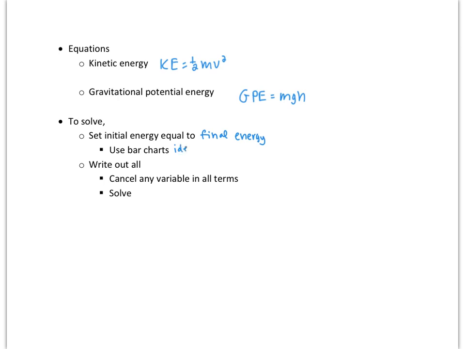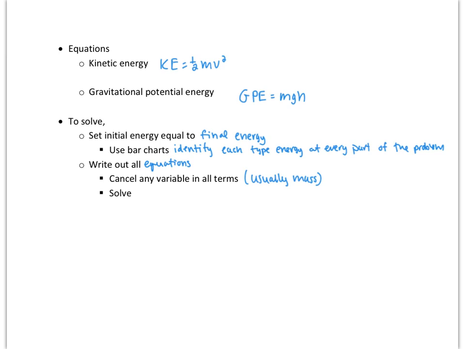We're going to use bar charts to identify each type of energy at every part of the problem. You're going to write out all the equations. Once you figure out what type of energy you have, cancel any variable in all terms. This is usually going to be mass. Mass will usually not matter. And then you're going to solve.